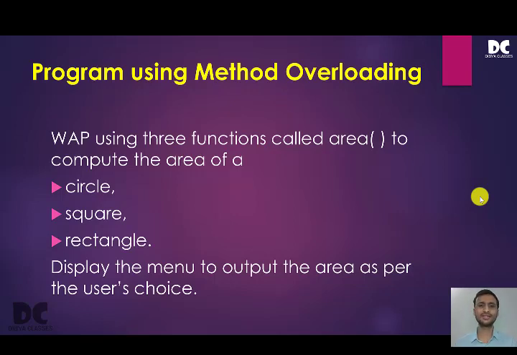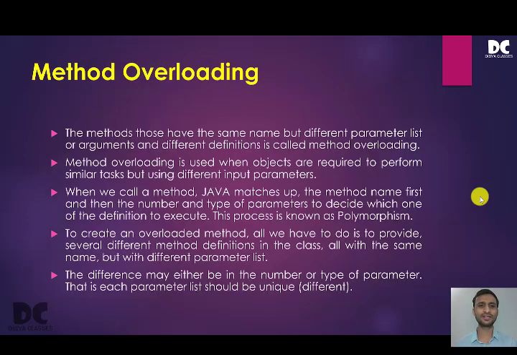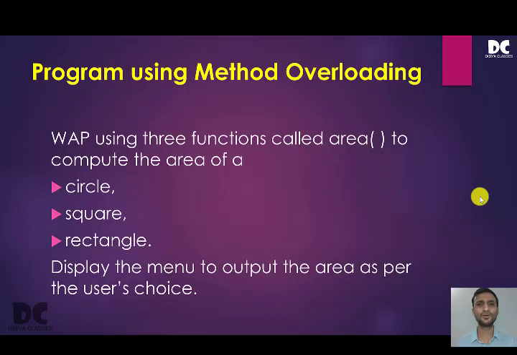So here you can see that we are finding a similar thing, that is area. In the definition it is written that method overloading is generally used when objects are required to perform similar tasks but with different input parameters. So here you can see we are doing a similar task: area of a circle, area of a square, area of a rectangle. So we are finding the same thing, that is area, for different types of geometrical figures. Okay, the difference is the geometrical figures, but we are finding area. The area is the similarity here.